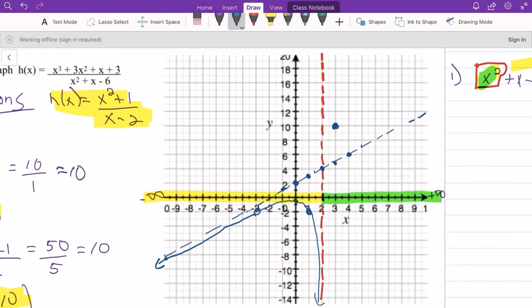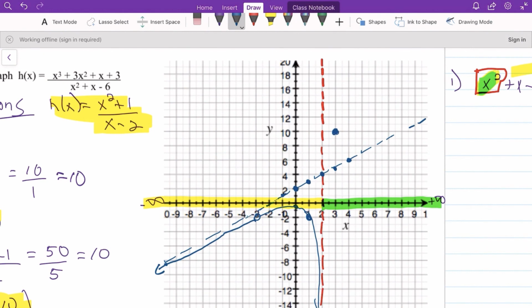It looks like the graph is going to do this. It's going to go up towards the vertical asymptote. It's going to kind of go this way, make a curve, and then go out this way. It's kind of the behavior.